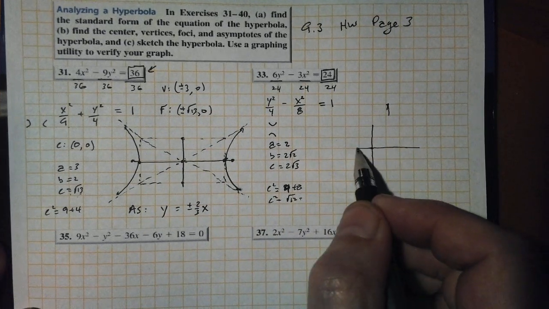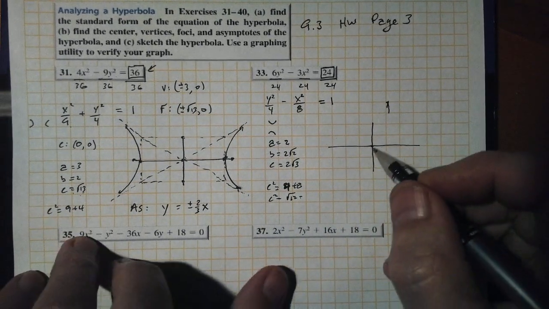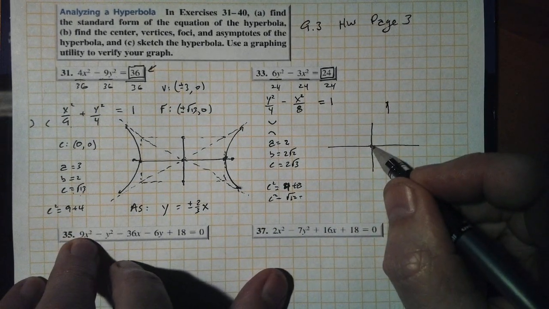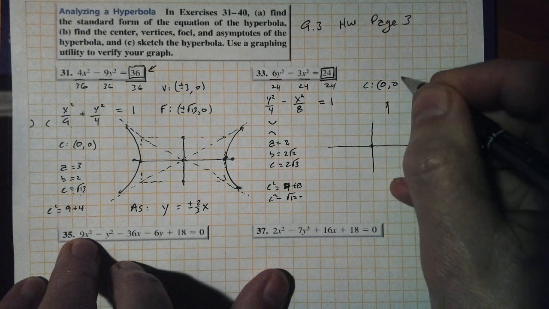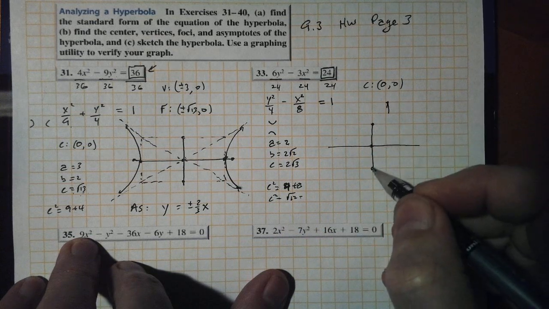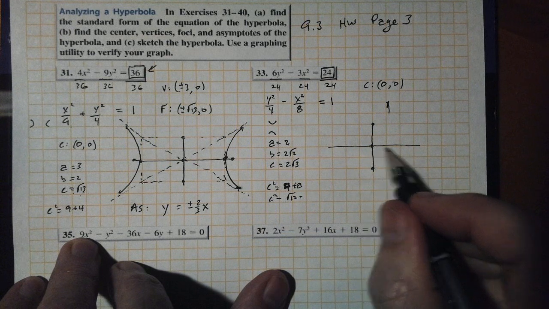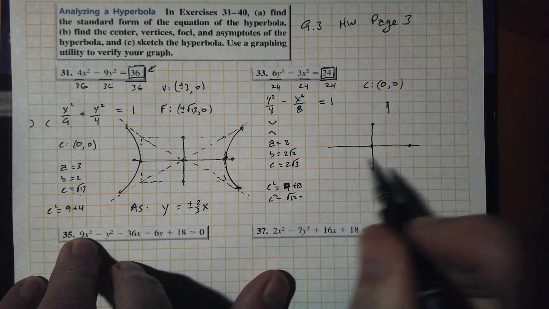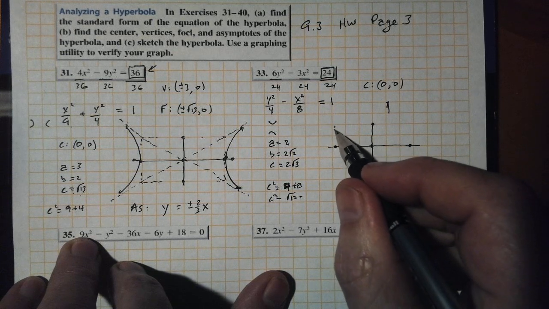Okay, so here we go. Left 3 and center 0, 0. We've got that. Might as well record that one now. Center is 0, 0. We're going to move up and down 2. We're going to move right and left square root of 8, almost 3. We're going to box this.